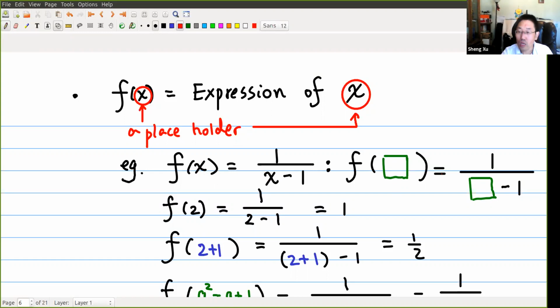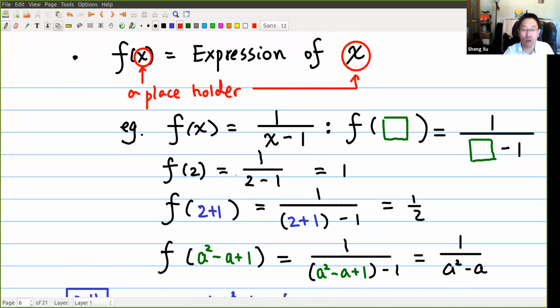You replace this x by the box, since x is the placeholder. Whatever you give me in that box, subtract 1, then do the reciprocal: 1 over that box minus 1. So that's called the placeholder. When we're evaluating a function, you can replace x by a number, right? So f(2) would be equal to 1 over 2 minus 1. You substitute x by 2, that's easy.